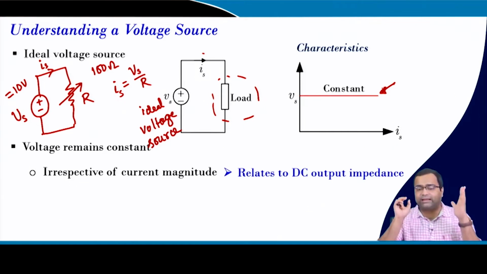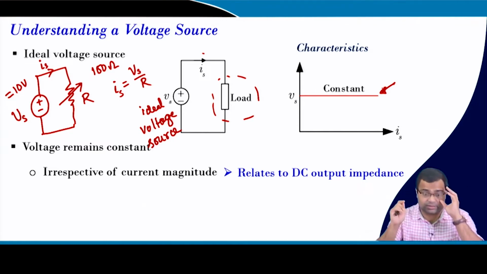When we are talking about slowly, in fact manually, varying the resistance, it relates to the very slow characteristic, and that is nothing but the DC output impedance. That means the output impedance of this source is 0, there is no output impedance, so there is no drop.